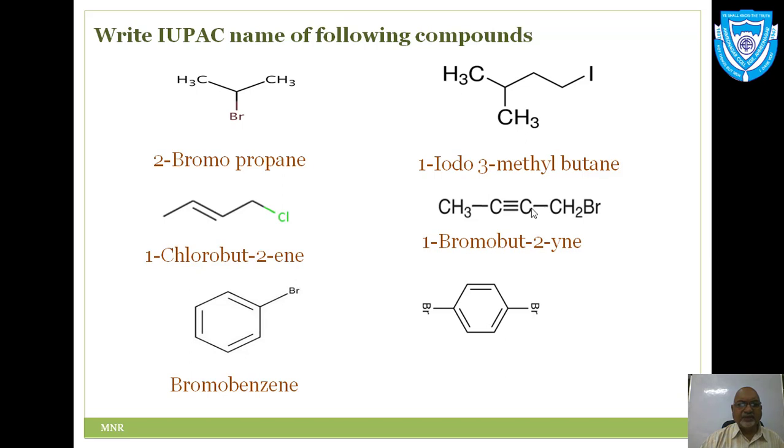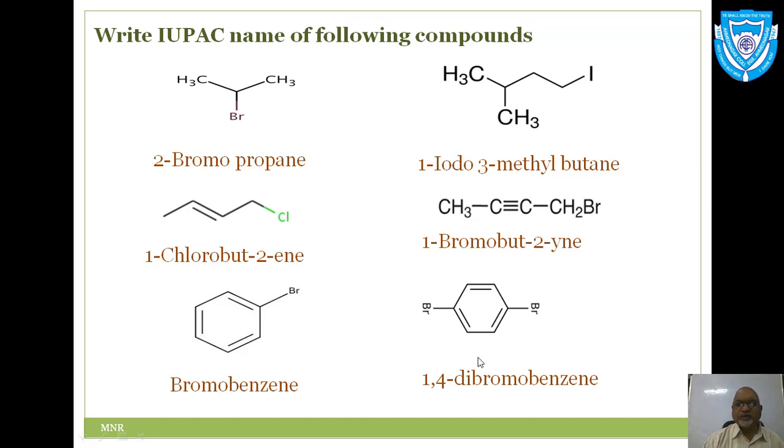The cyclic compounds, that is cyclic haloarenes. Here if you see, there is a benzene molecule, and on any of the carbon atoms, in this case you can consider this as 1, 2, 3, 4. So it is 1-bromobenzene or bromobenzene. Since there is only one substituent on benzene, we call it bromobenzene.